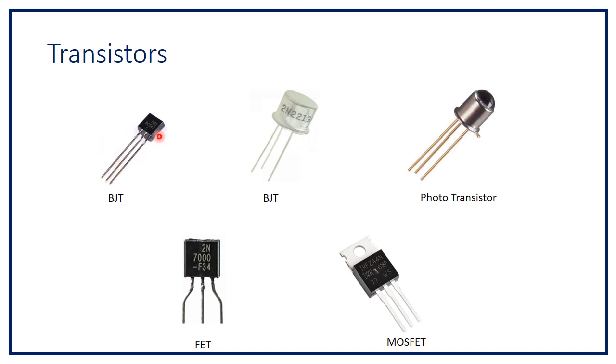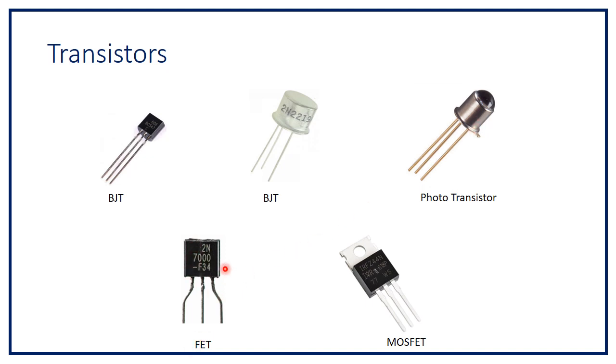This is the bipolar junction transistor BC547. This is also an example of a BJT, the 2N2219. A BJT has three terminals: collector, base, emitter. Again, it also has three terminals: collector, base, emitter. A phototransistor also has three terminals: collector, base and emitter.